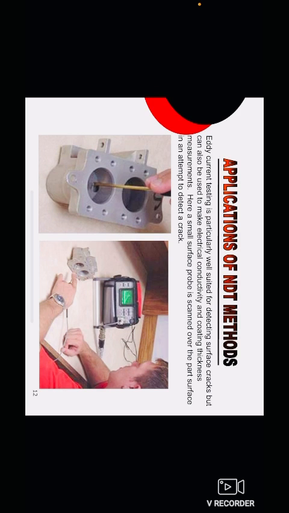And the application of NDT methods: eddy current testing. Eddy current testing is particularly well suited for the detection of surface cracks, but can also be used to make electrical conductivity and coating thickness measurements. Here a small surface probe is scanned over the part surface in an attempt to detect a crack. Here the man checks by using eddy current testing. By moving the probe over the object, it can be monitored on the monitor. The corrosion area can be monitored easily using eddy current testing.